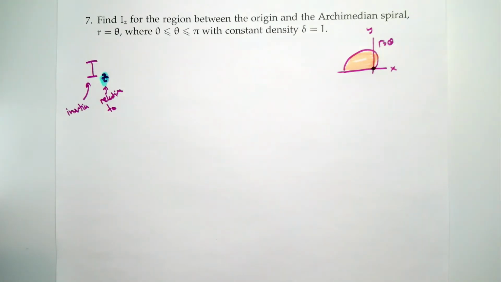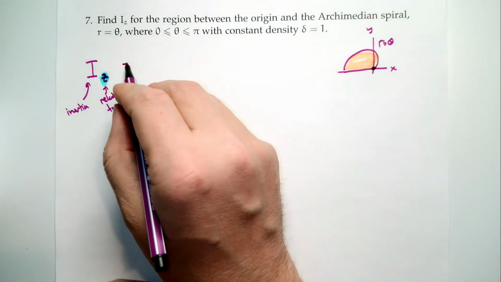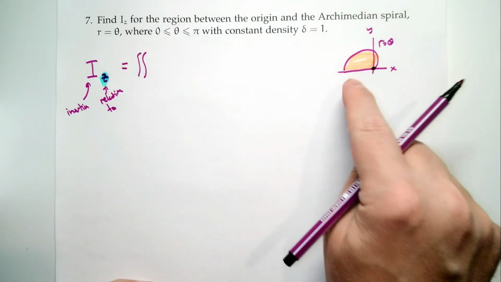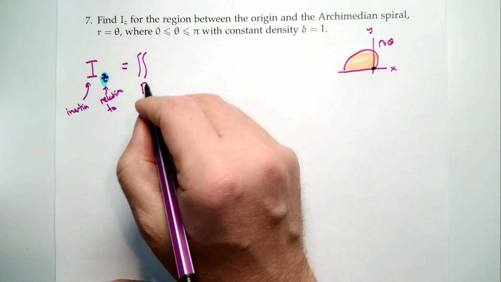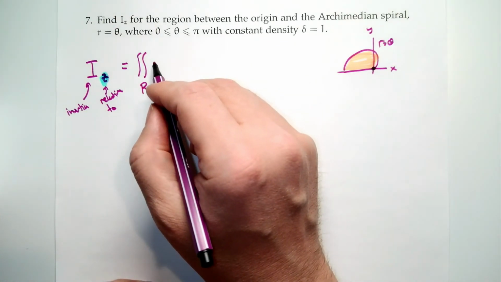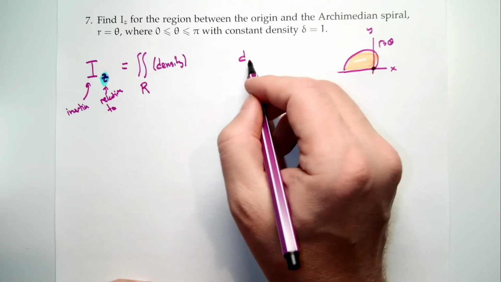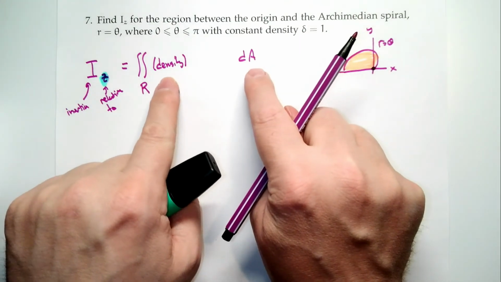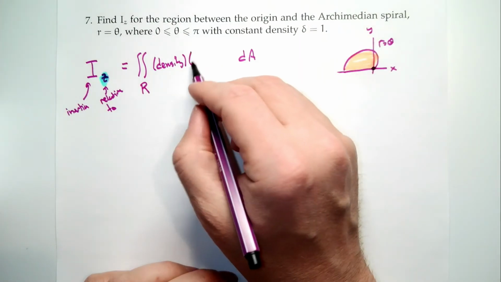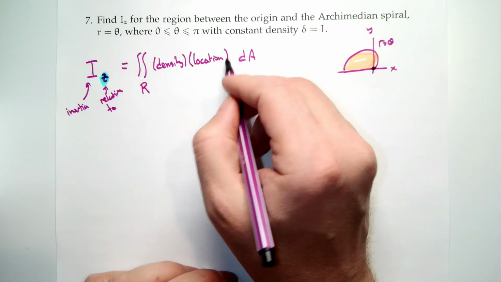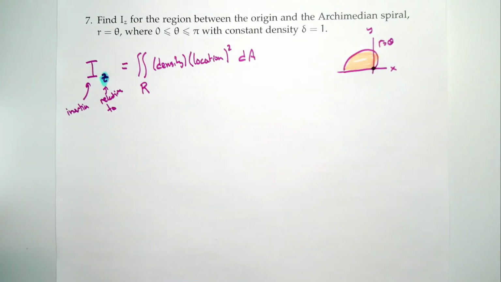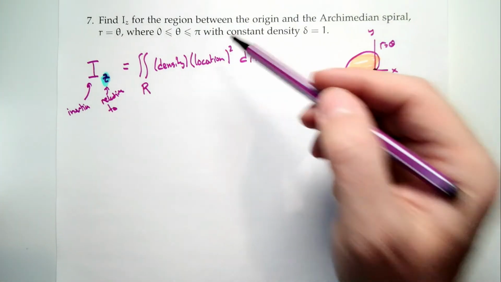Okay, so how do you find inertia? Well, good news, there's a formula for that. Actually, for almost everything we're going to do, there's a formula for it. So we're going to integrate. It's a two-dimensional region, so it's a double integral over our region. We're going to have our density, and then the dA. This is the mass. Then there's one other piece, and that is location squared. So inertia is sometimes called the second moment. The second refers to this exponent.